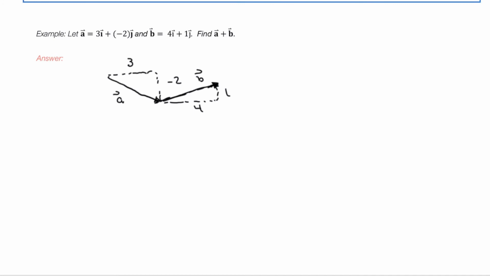And so I can draw a sample of that here so that you can get a sense of what that vector would look like. But let's go ahead and calculate its actual values using its components. And the way we do that is if we want to add a plus b, then we write down a in terms of its components, and we write down b in terms of its components.